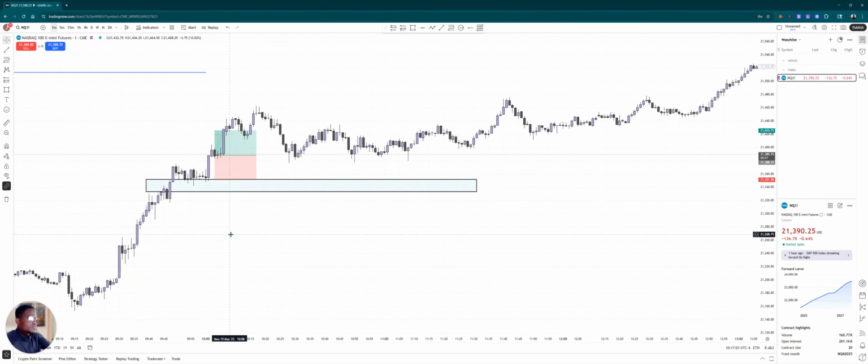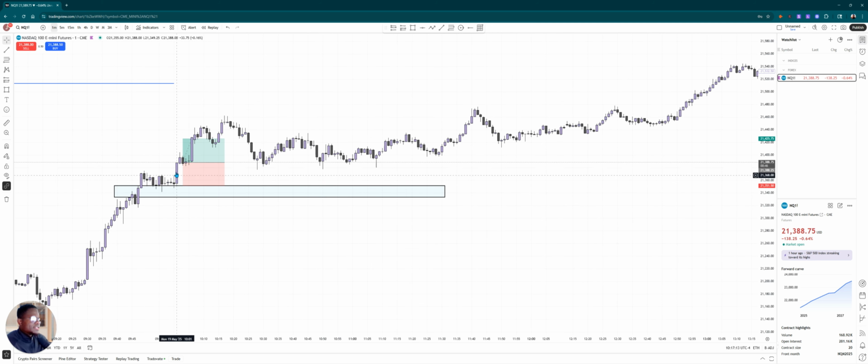Okay, cool. Right, so as you guys can see, we did get a number of taps into this 5 minute fair value gap. And then I was waiting for a displacement candle out of this fair value gap. And I went for a very simple 1-to-1 risk to reward. And I won a little over $600 in this trade.